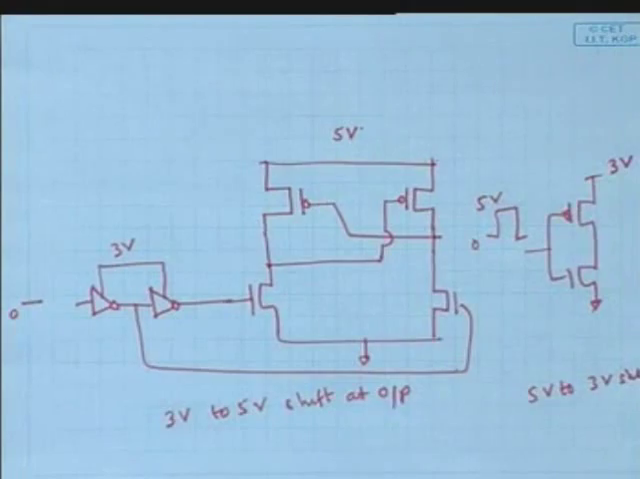In the 5 volt to 3 volt shift, so in general, if we consider a higher voltage to lower voltage shift like this, then isn't the limitation of a particular technology coming into the picture? Like for 0.18 micron, we have a limit of 1.8 volts, so we can't actually apply more than that.